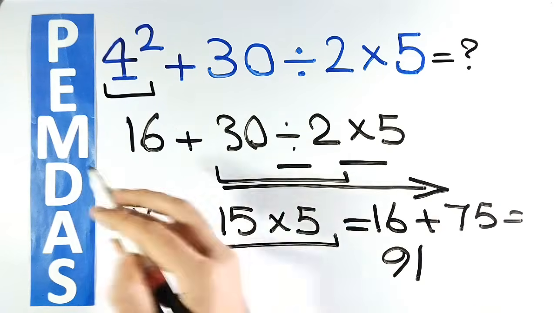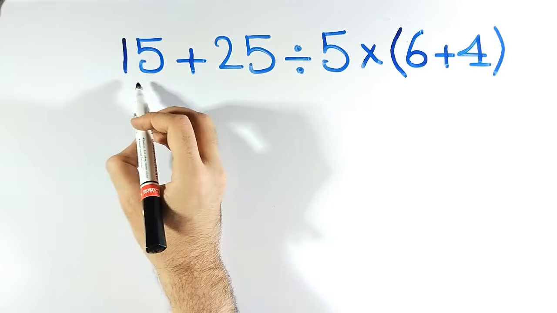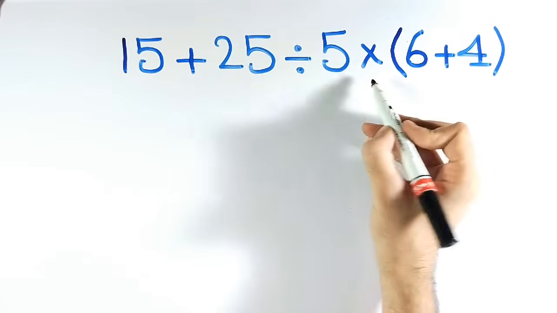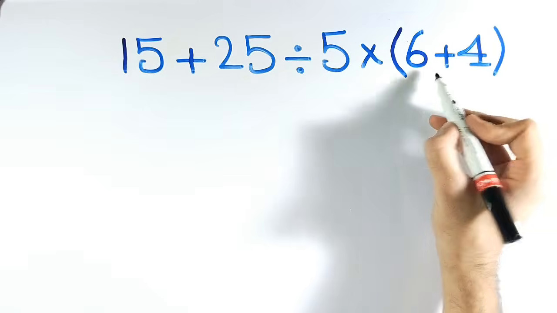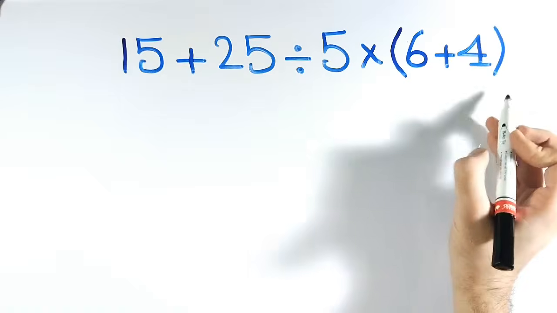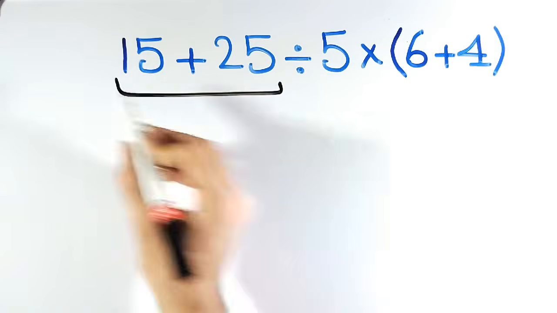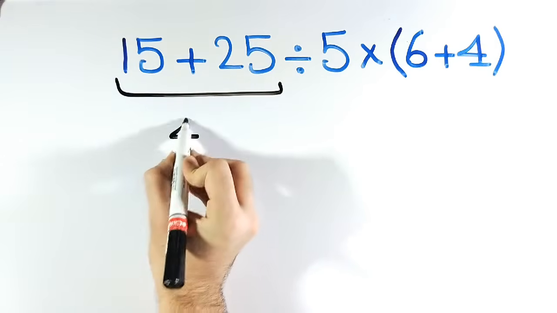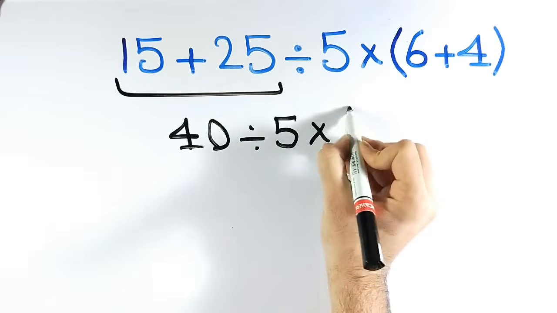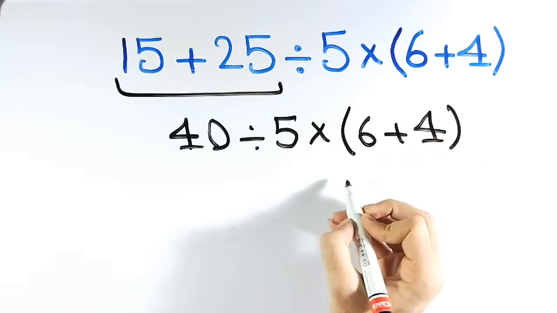Alright, now let's solve another math question together. What is the value of the expression 15 plus 25 divided by 5 multiplied by open parentheses 6 plus 4 close parentheses? Many people, when solving this question, first go for the addition between 15 and 25. And instead of this expression, they write 40 divided by 5 multiplied by open parentheses 6 plus 4 close parentheses.